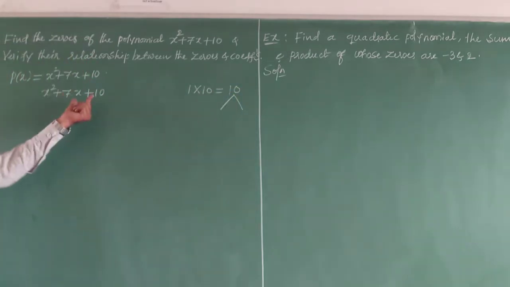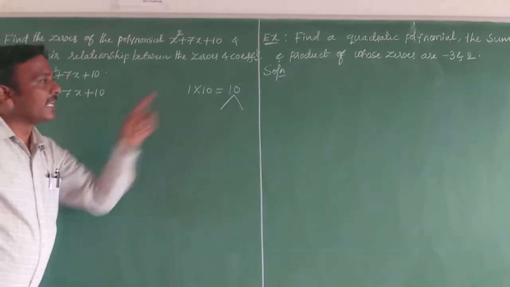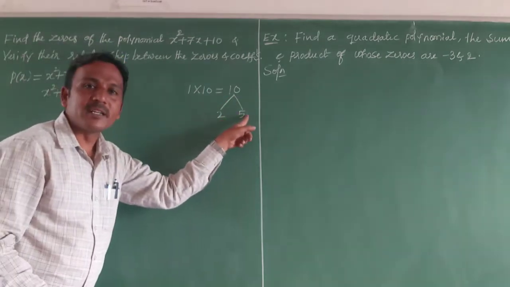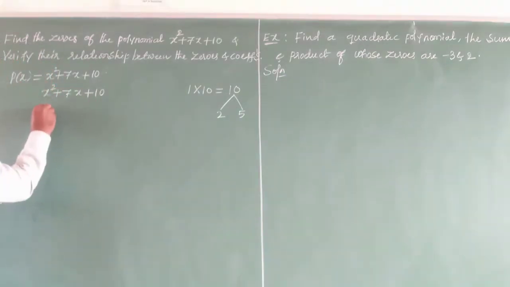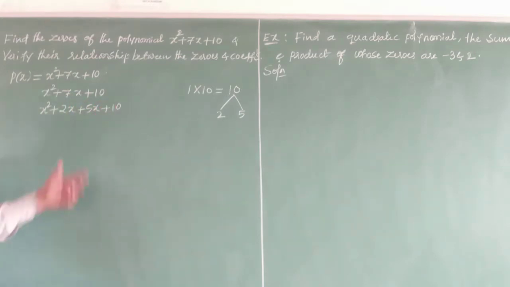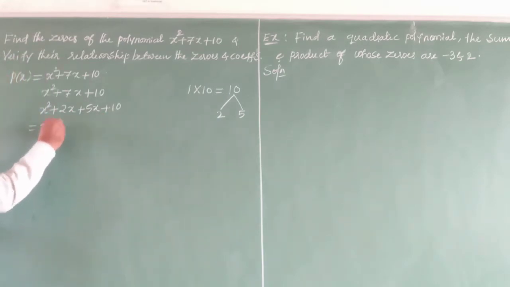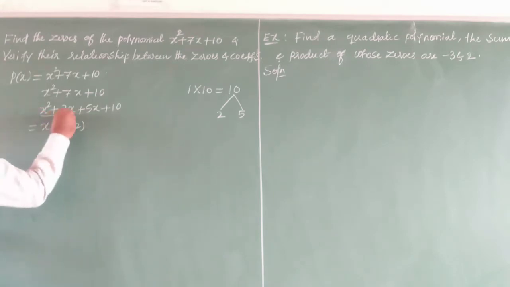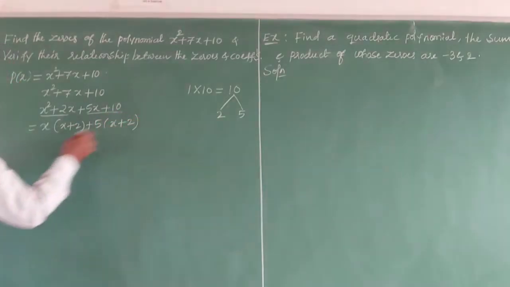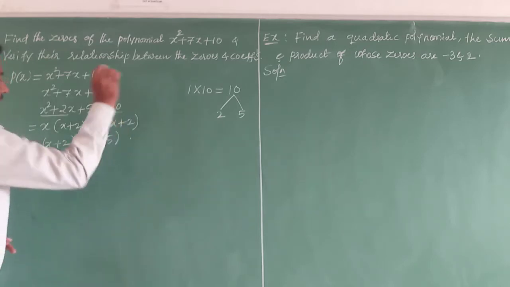Now we have to split the 10 as factors whose sum or difference must be 7. So 10 can be written as 2 into 5. We need plus 7, so both should be considered as positive. Now we write x square plus 2x plus 5x plus 10. Split 7x as 2x plus 5x. Now this is equal to take x common, x plus 2. This is one group. In the second group, you take plus 5 common, x plus 2. Now x plus 2 is one factor and x plus 5 is another factor.